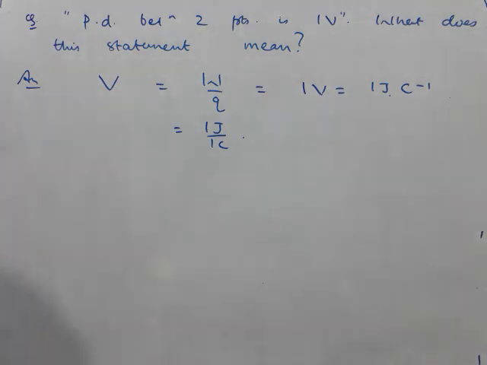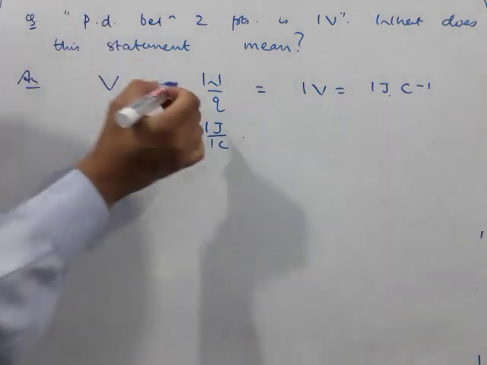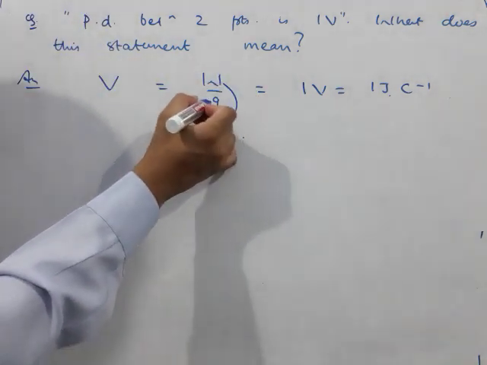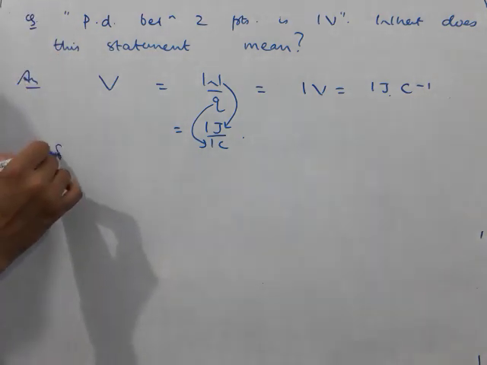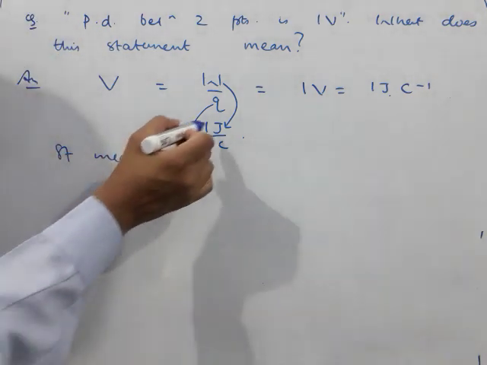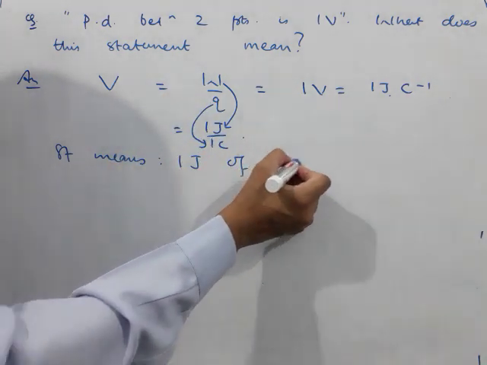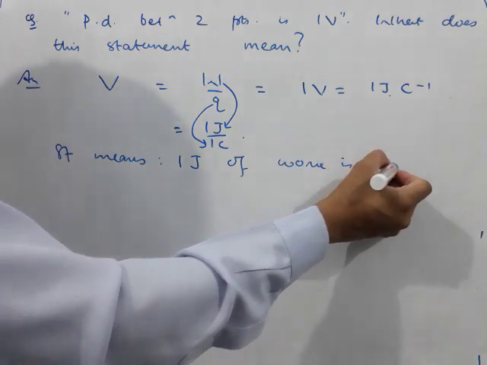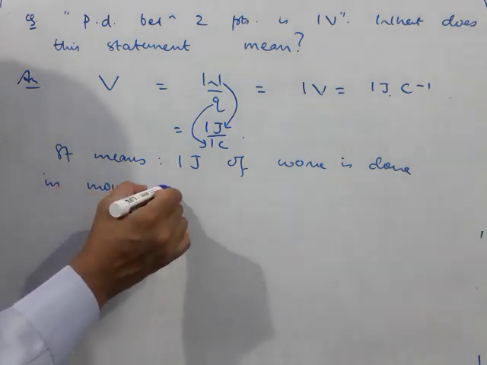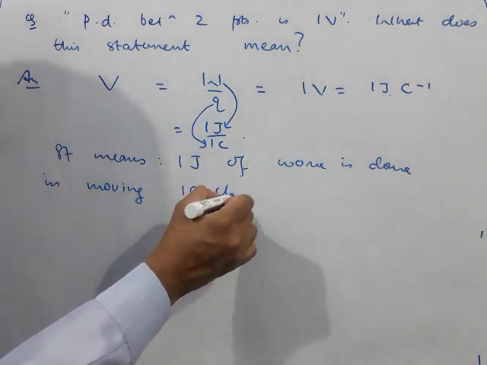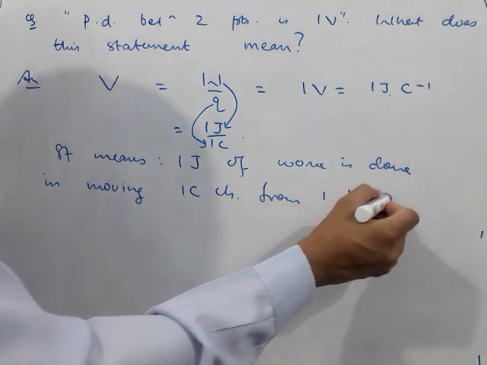Any doubt, students? V is given as 1 volt. Volt we have seen is joule per coulomb, 1 joule per 1 coulomb. So your W is 1 joule and your Q is 1 coulomb. That is the meaning of this particular statement. So what should be the answer? It means how much work is done? 1 joule of work is done in moving 1 coulomb charge from one point to another.